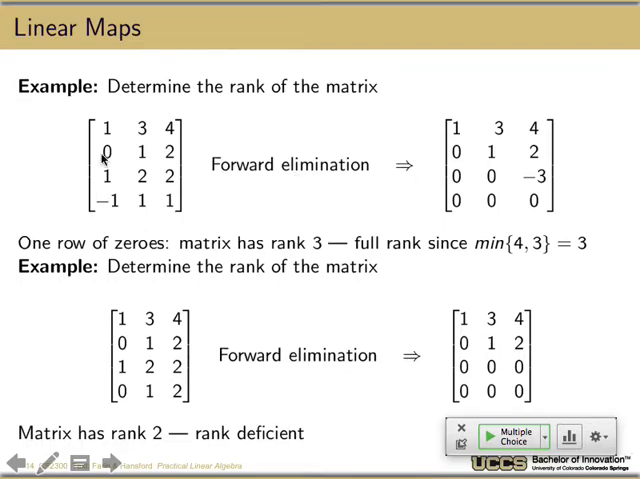So if I did forward elimination, in this case I'd get rid of the 0, I'd get rid of this 1 by subtracting the first row, and then I'd get rid of this one by adding the first row, and then I get all zeros here. Then I do some more work on the next column, and then the last column. You'll see in this case you get a row of zeros.